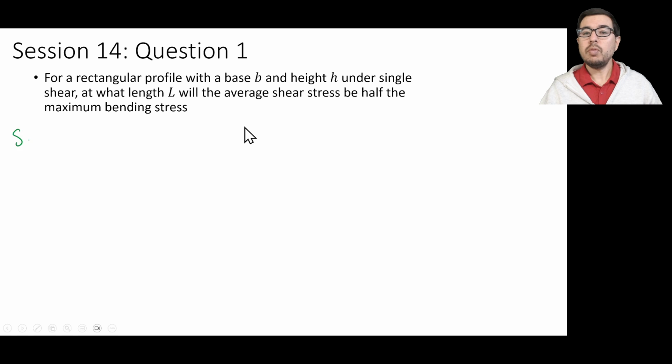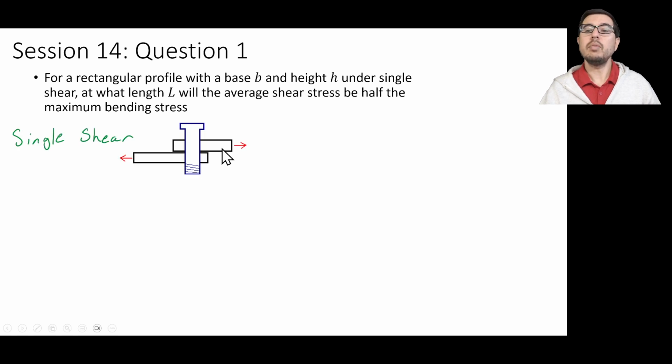And to review what single shear looks like, we can put this image back up where there's a pin that is being pulled apart from two plates that are very close to each other. The region under shear is between these plates, or in this region right here where I'm pointing the mouse. We can model this type of system as a beam as well.